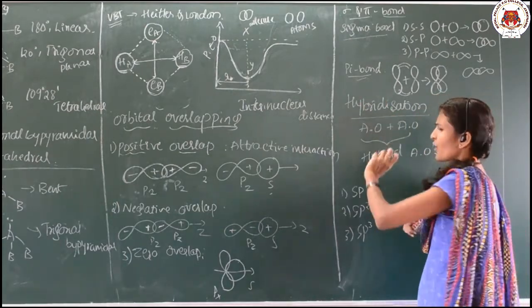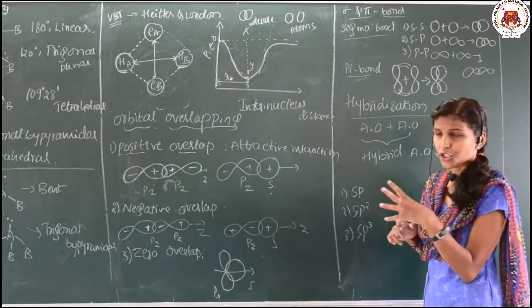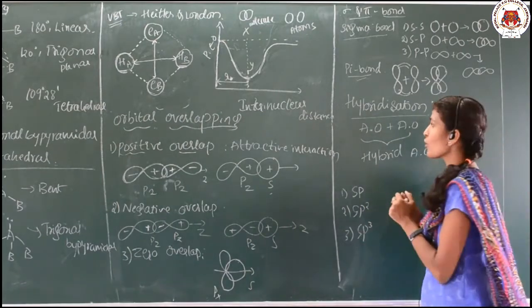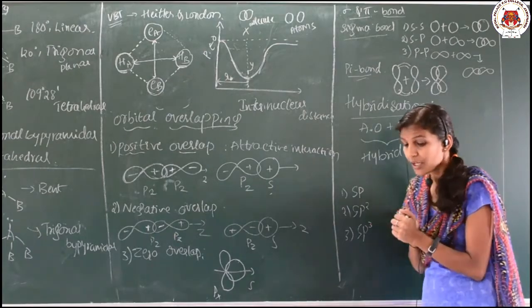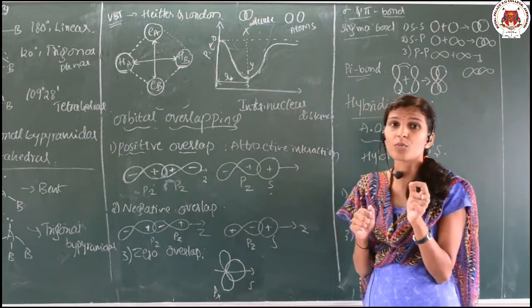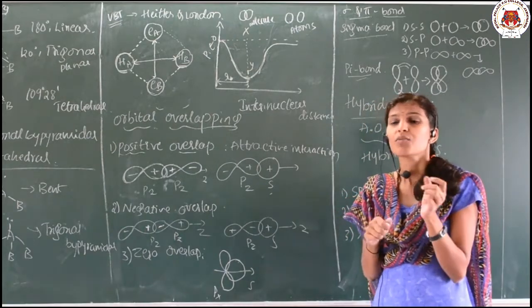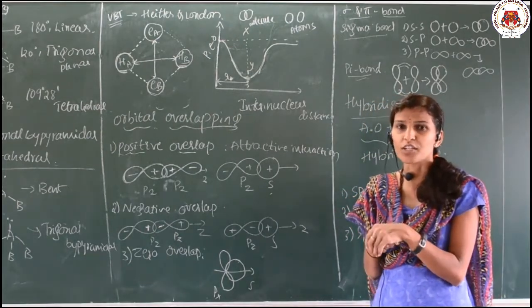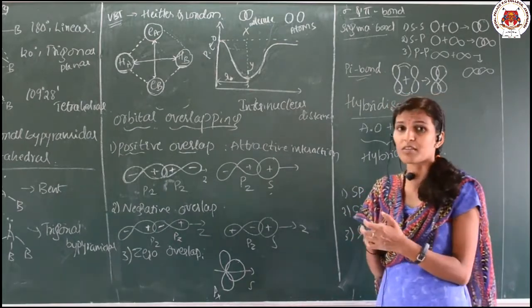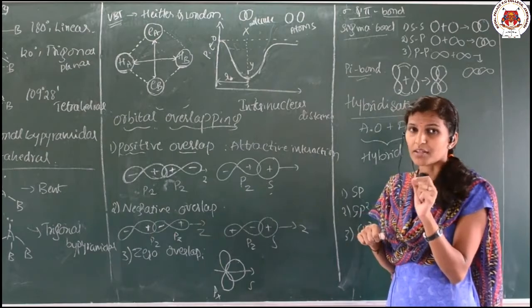Next concept is very important, that is hybridization. What is the need of hybridization in chemistry? Hybridization is the process of intermixing of atomic orbitals which have a slight energy difference in order to get a new set of hybrid orbitals which have the same energy.